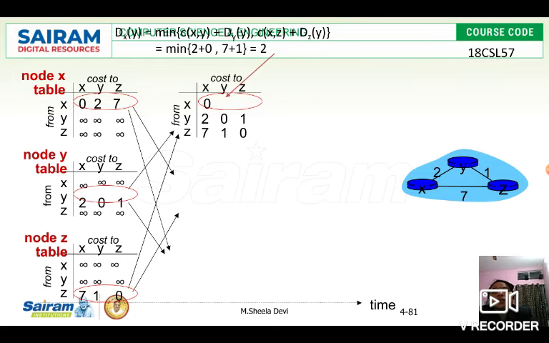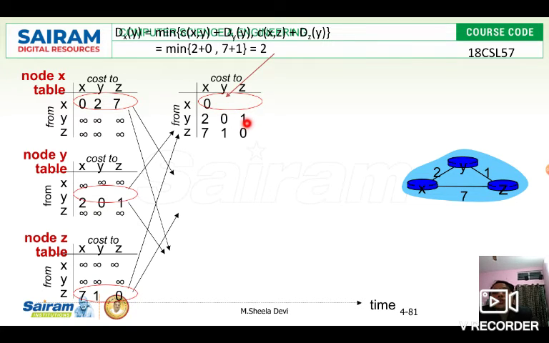Okay, once it gets the routing table from y and z, it takes the value, the second row, and fills it in its routing table, the second row. And from node z's routing table, it gets the value for the third row and updates it. And it finds that y has the information that to reach y to z, the cost is only 1.